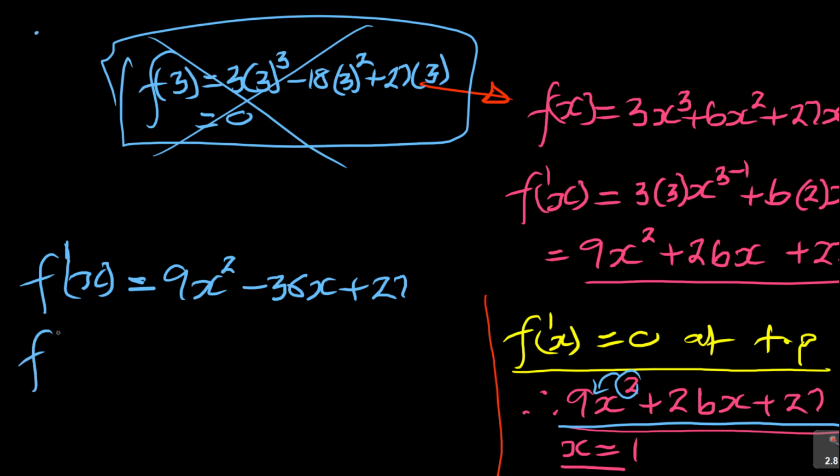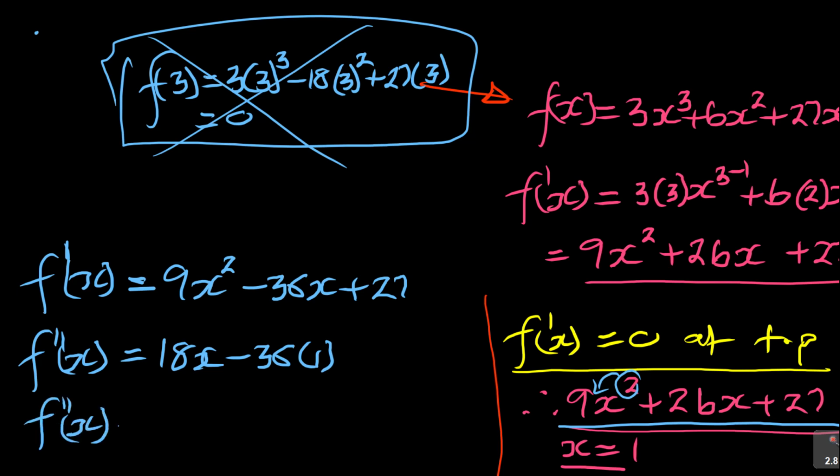Now second derivative will be what? Drop there, 9 times 2, it's 18x. 36 is minus 36 times 1. See that? Now you equate this to 0. Remember, f prime prime x is equal to 0 at the inflection point.